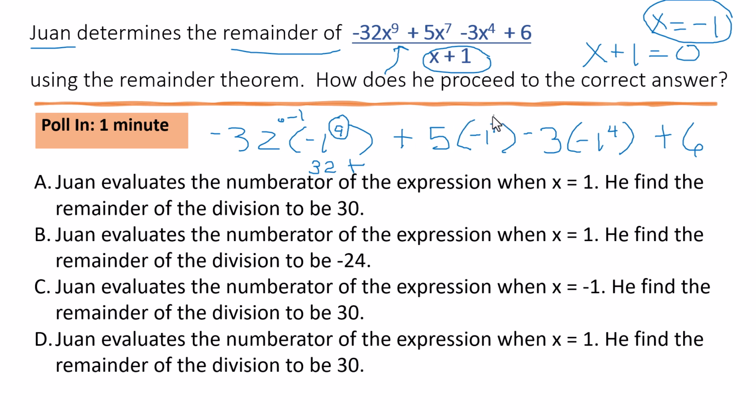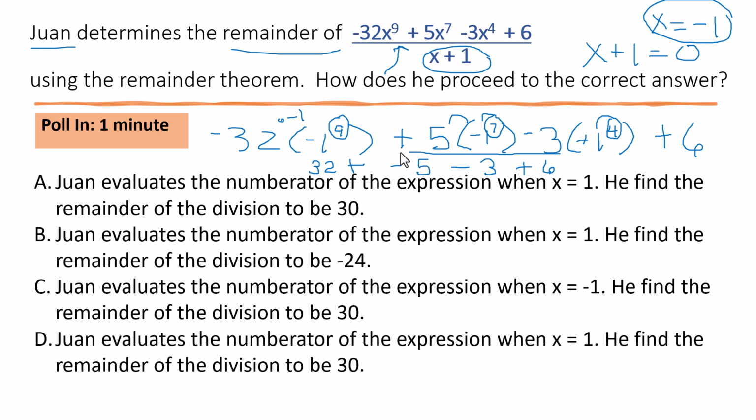Okay, now we're going to move on here. We have another odd power. Negative 1 to the 7th power is going to give us a negative. Odd powers give us a negative, even powers give us a positive. So this is going to be negative 1 times positive 5, which is negative 5. Okay, now we have an even power. Even powers give us a positive. So this is going to become positive 1 times negative 3, which makes it a negative 3, and then plus 6.